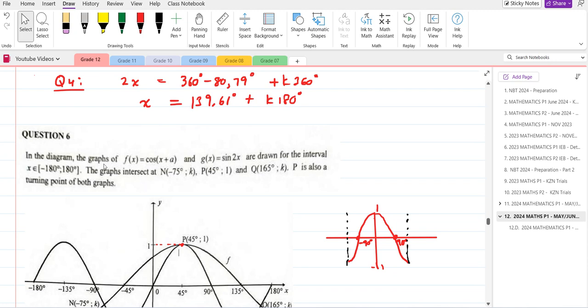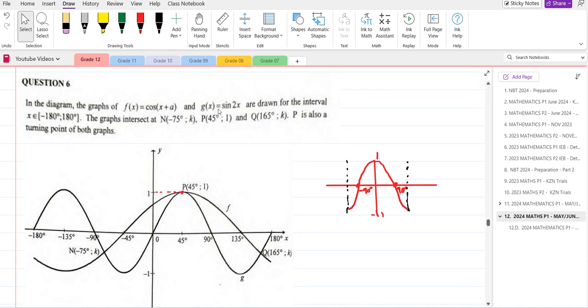So in the diagram, f of x is cos of (x plus a), g of x is sine 2x, and the amplitude is both 1. You can see the number in front of cos and sine is just 1. Both are drawn for the interval minus 180 to 180. The graphs intersect at minus 75 degrees and k. Minus 75 and k, it intersects there. P is 45 and 1. Q is 165 and k. It's kind of symmetrical from there to there, right? P is also a turning point of both the graphs.